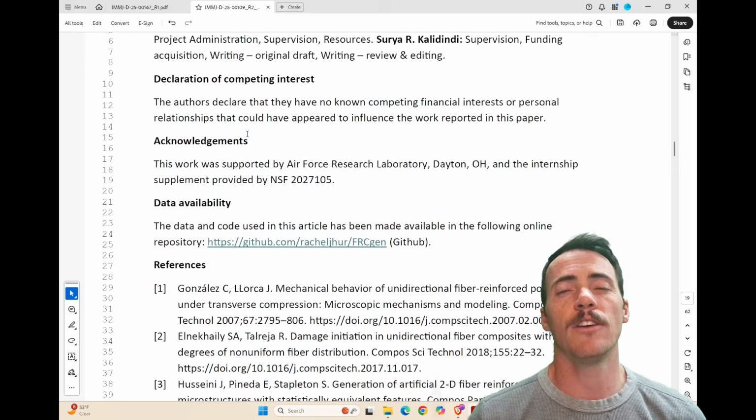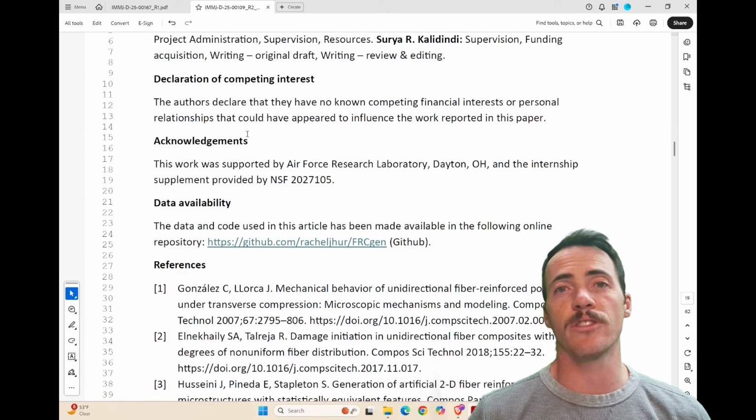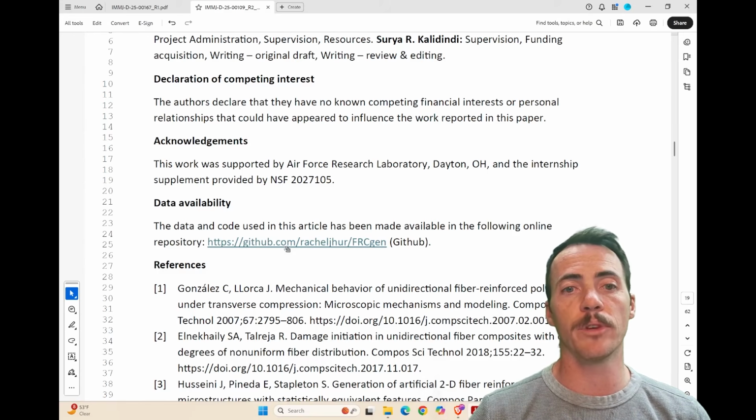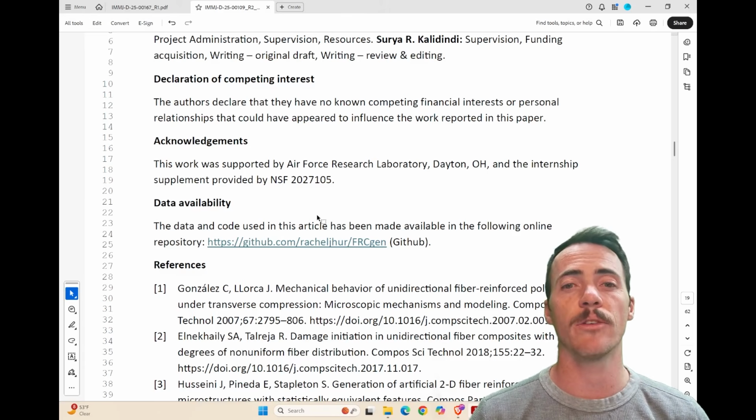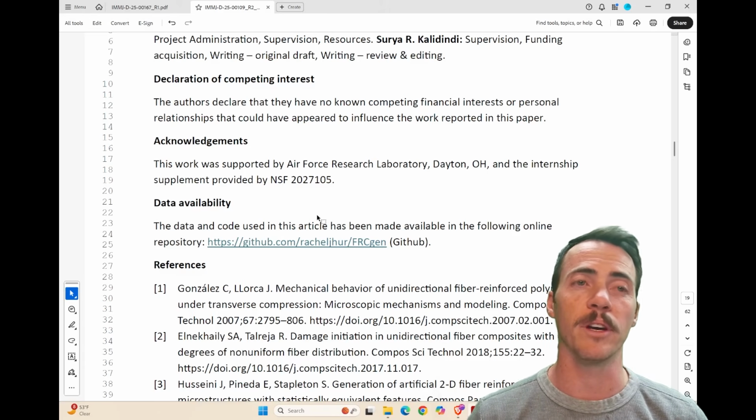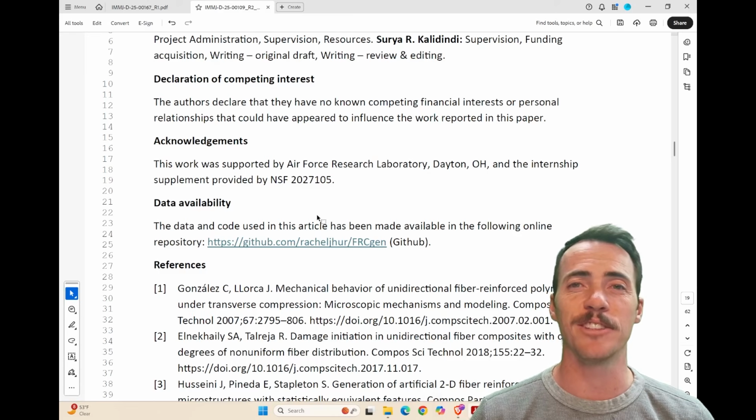If you're interested in using this approach to generate structures yourself, you can check out the data availability code. They have a GitHub page where you can actually see this for yourself and try it out to generate microstructures that may be relevant for your modeling efforts. So see it in the latest issue of IMMI.